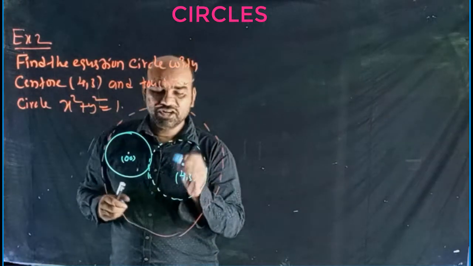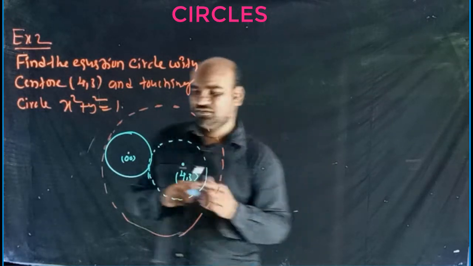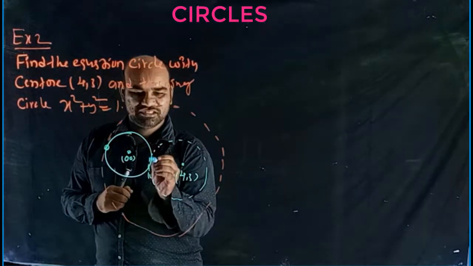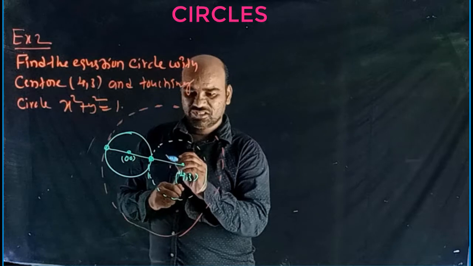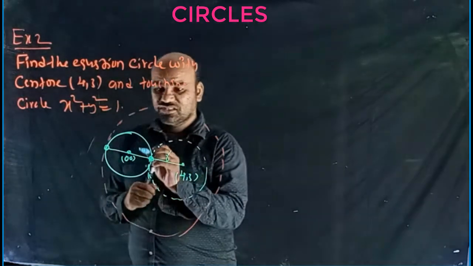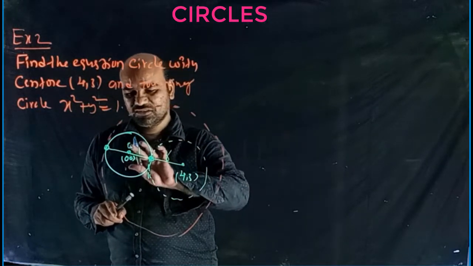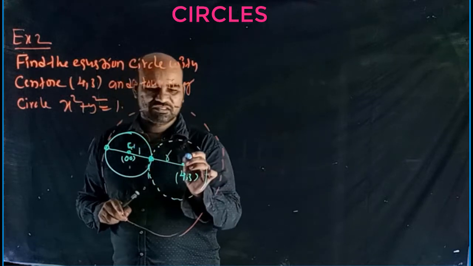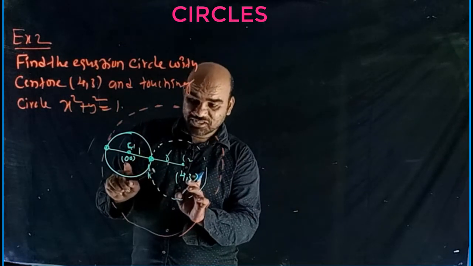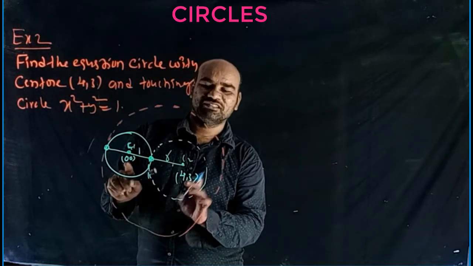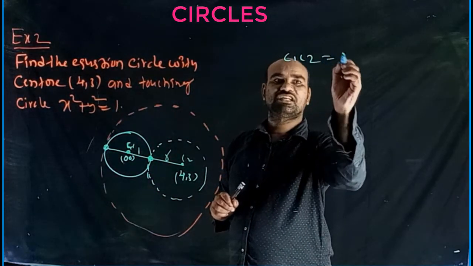Already you know that when two circles touch each other internally or externally, the point of tangency and their centers are collinear. This point, this point, this point, all are collinear. So this is R. Say this is O, say C1, say C2. C1 to C2 distance is nothing but R plus 1. That is nothing but the distance from (0, 0) to (4, 3). C1 C2 is nothing but R plus 1 in one situation.